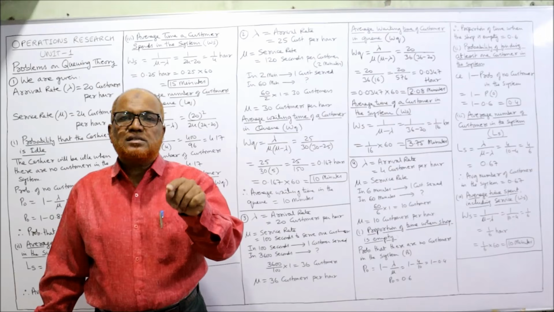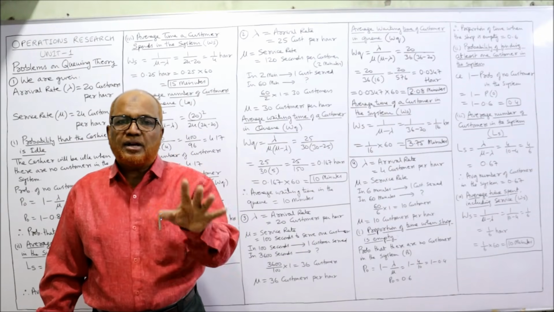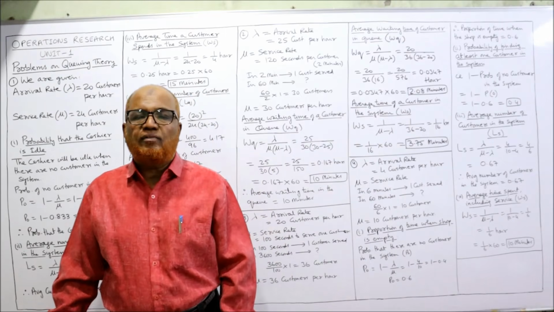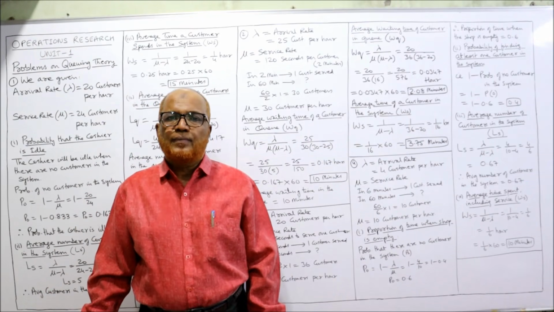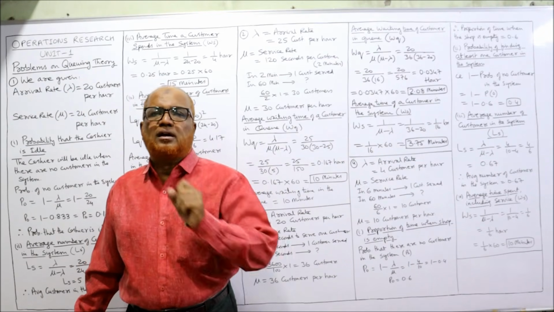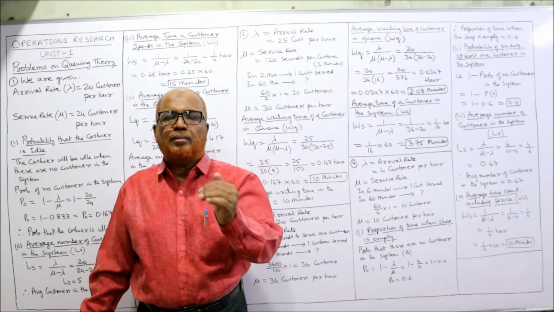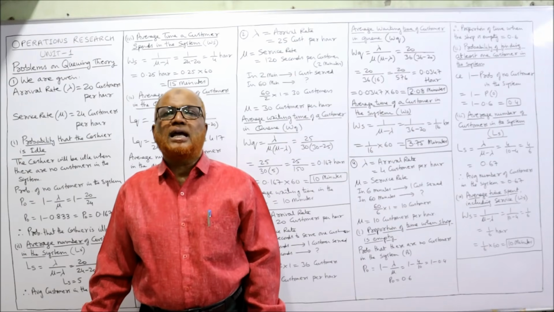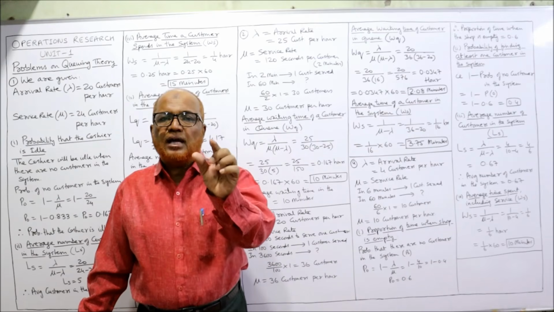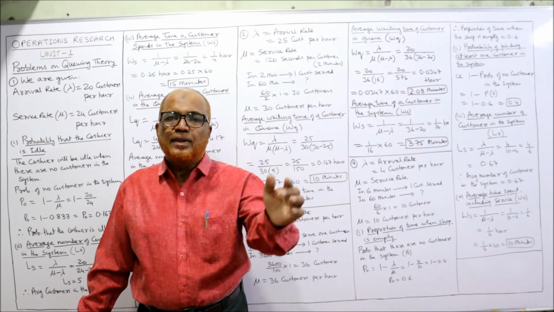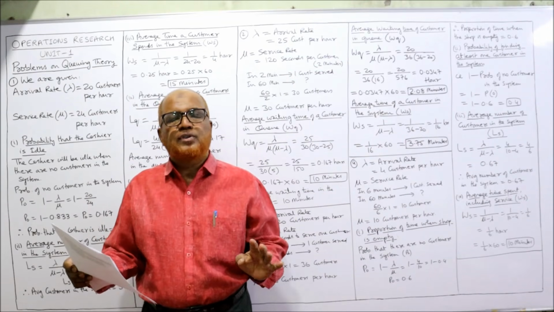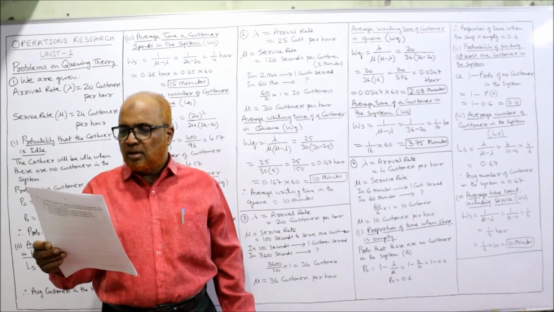So every 6 minutes, one customer is served. How many minutes are there in 1 hour? 60 minutes. So in 6 minutes, one customer. In 60 minutes, how many customers? So 60 divided by 6, you will get 10 customers. So service rate, every hour 10 customers are served. Arrival rate, every hour 4 customers are arriving. So we got lambda, we got mu.